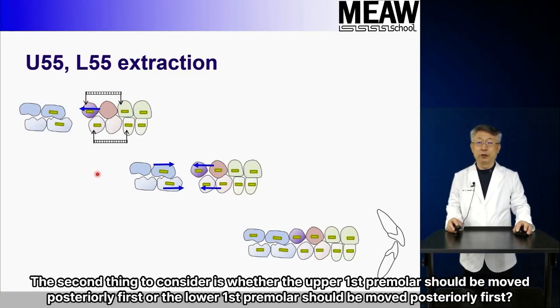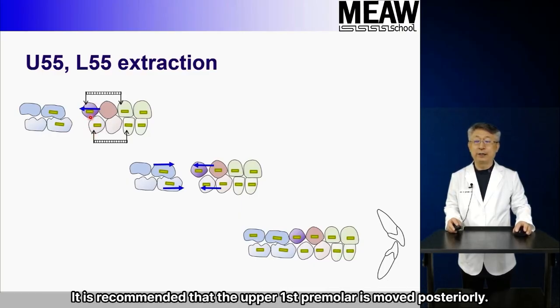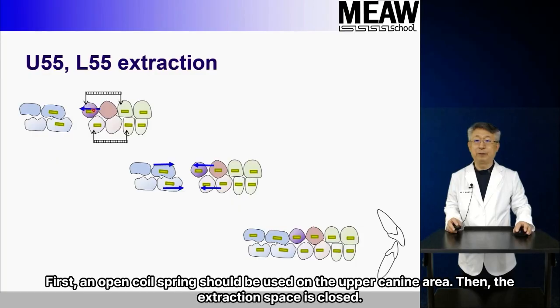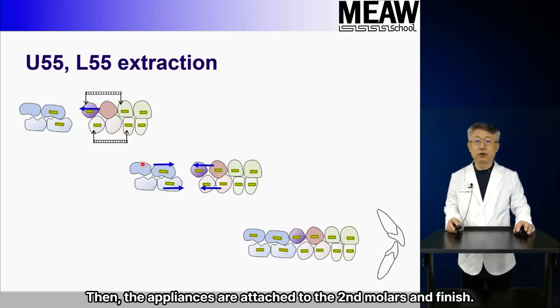The second thing to consider is whether the upper first premolar should be moved posteriorly first or the lower first premolar should be moved posteriorly first. It is recommended that the upper first premolar is moved posteriorly first. An open coil spring should be used on the upper canine area. Then, the extraction space is closed. Then, the appliances are attached to the second molars and finish.